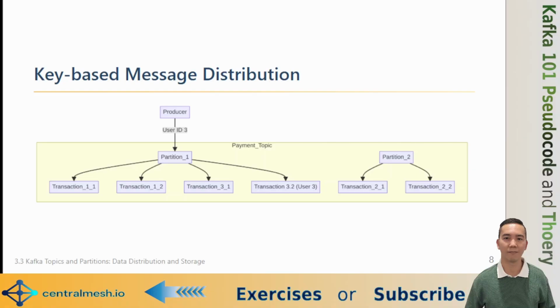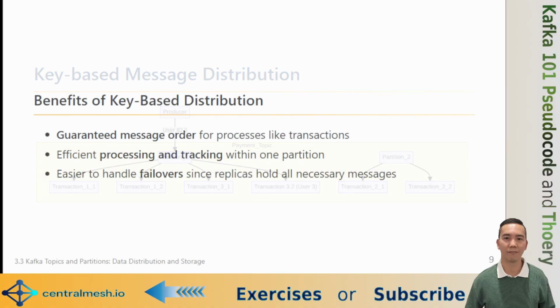The order in which these messages arrive at the broker is the order in which they are stored. This means the consumer reading from this partition will receive messages in the exact sequence in which the producer sent them. What are the benefits of this approach?